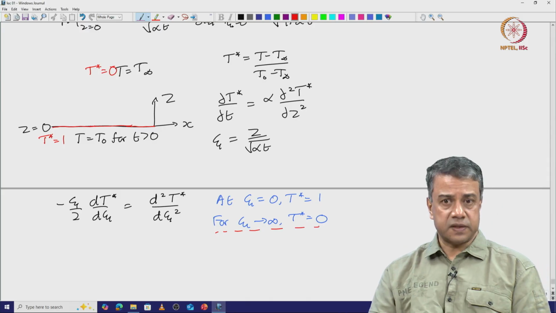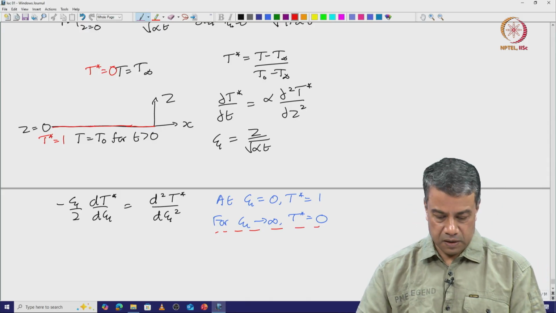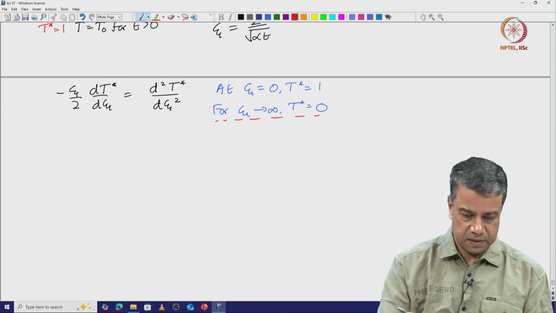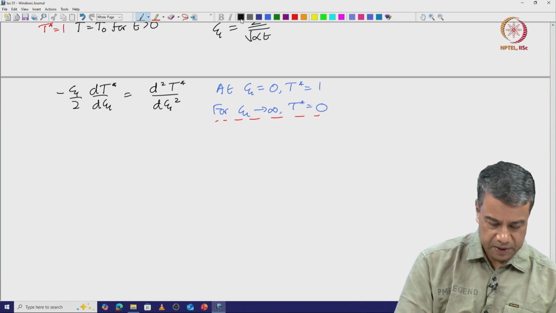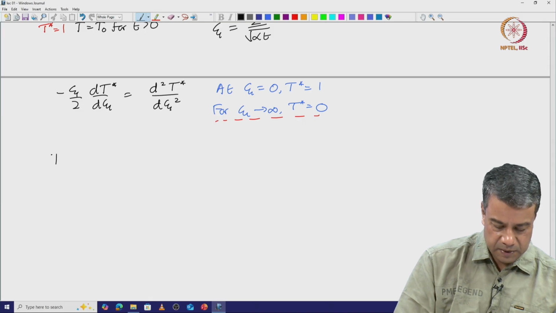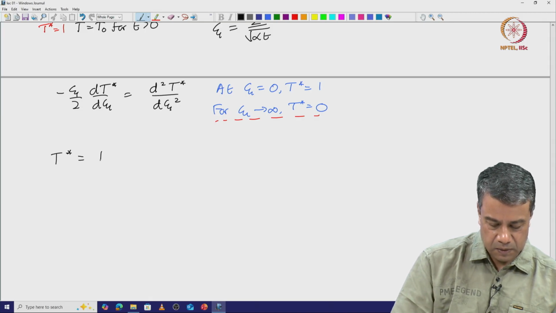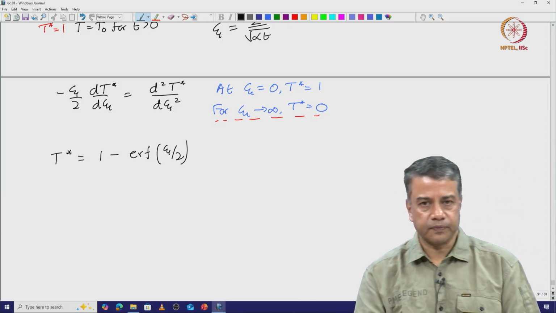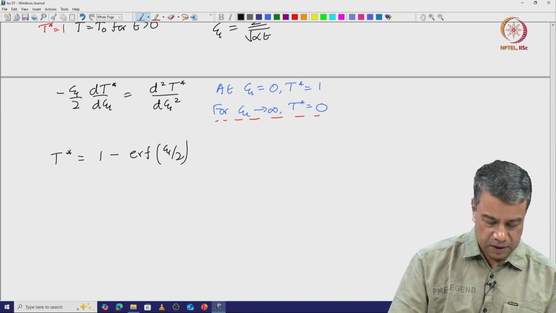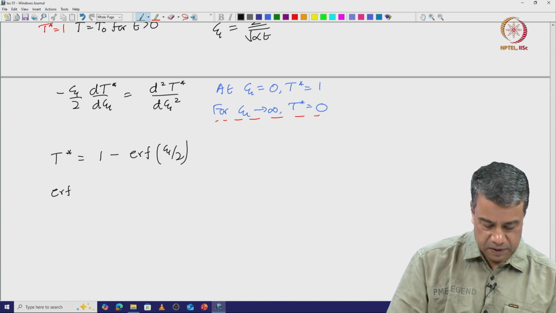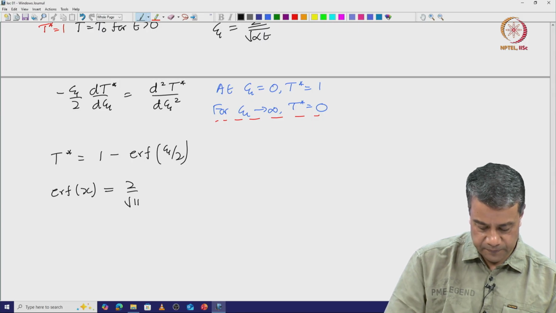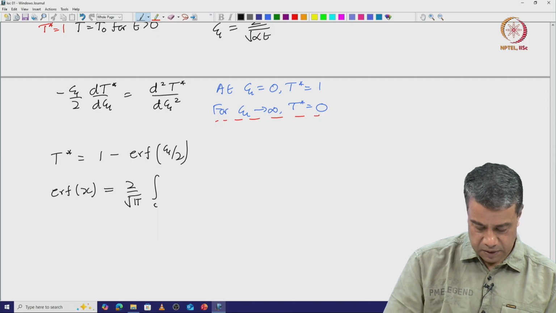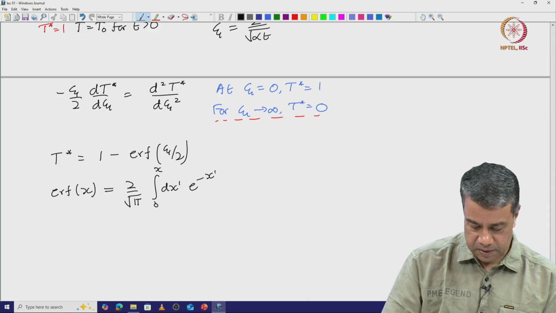So, we have a second order differential equation and two boundary conditions, and we can solve this to get a solution of the form T star is equal to 1 minus error function of psi by 2, where the error function is defined as error function of x is equal to 2 by root pi integral 0 to x dx prime e power minus x prime square.